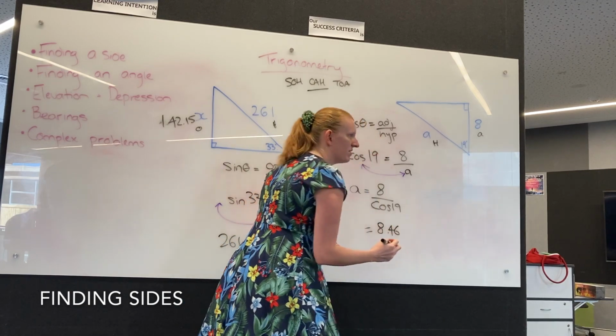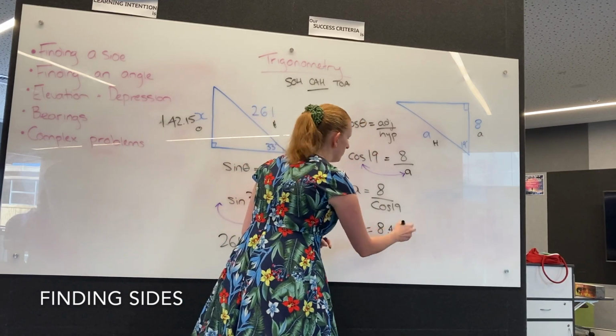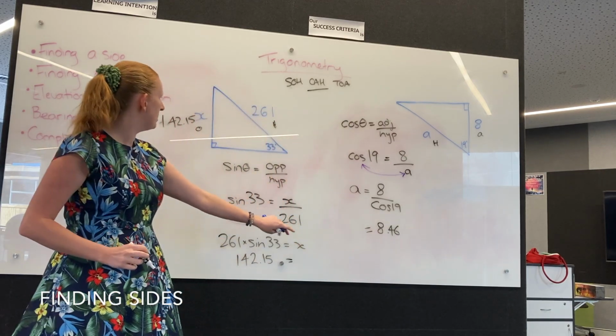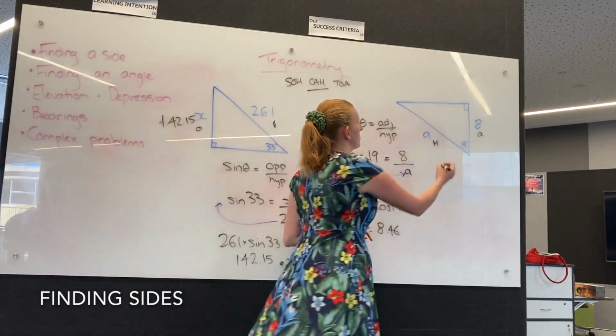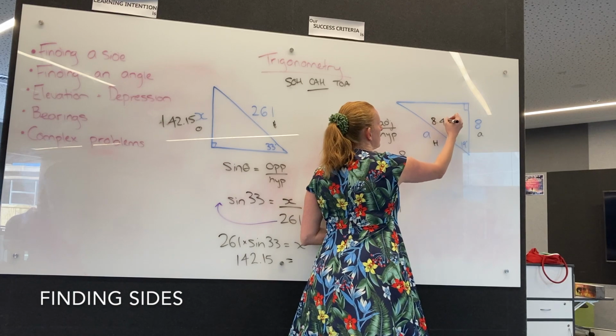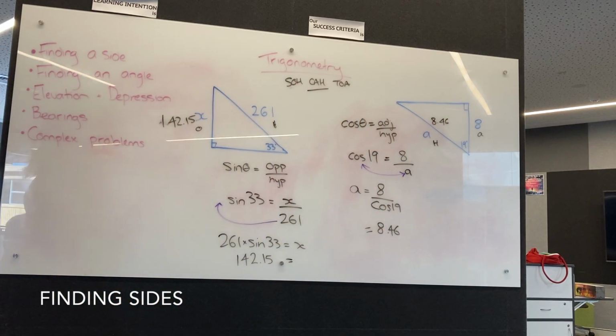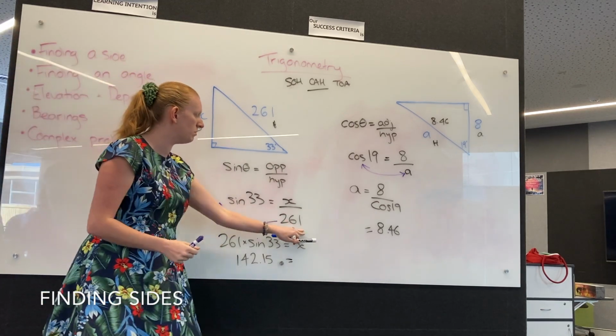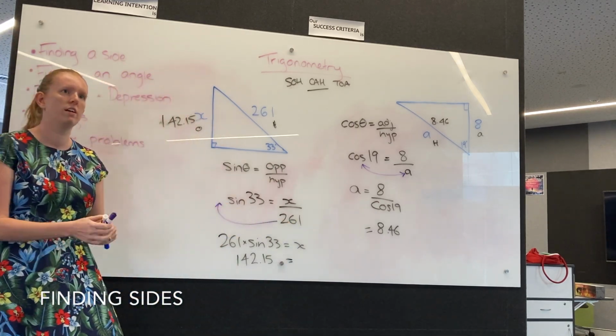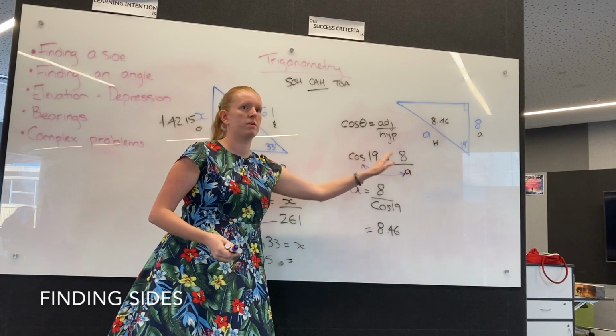8.46. Any numbers after the 6? 0.9. Cool. So it stays that. And that is how big our hypotenuse is. So it'll be 8.46. Any questions about that? No? The important things to know is if your number's on the bottom, move it to the front. If your letter's on the bottom, swap them.